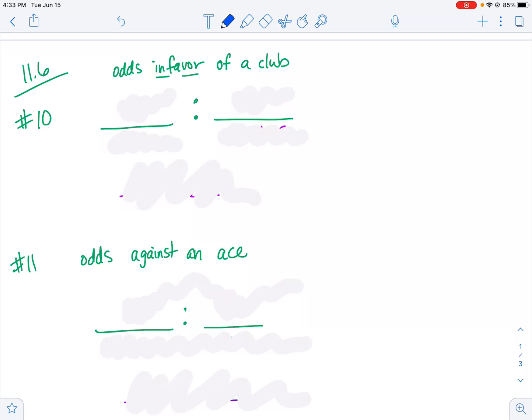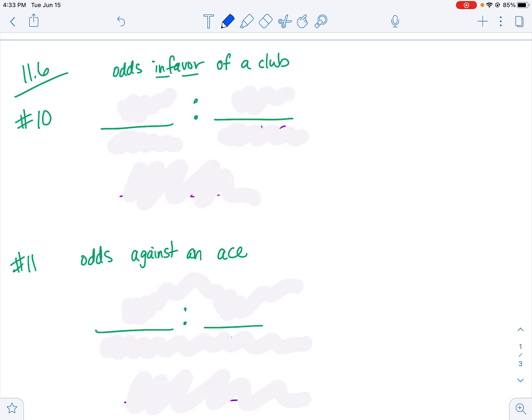All right, here are your questions from 11-6, 10, 11, and 12. These are odd problems, and so it asks us for the first one, number 10, the odds in favor of a club. So anytime I'm doing odds, I'm going to write it as a ratio. And if it asks me for odds in favor of something, then I want to put that thing first.